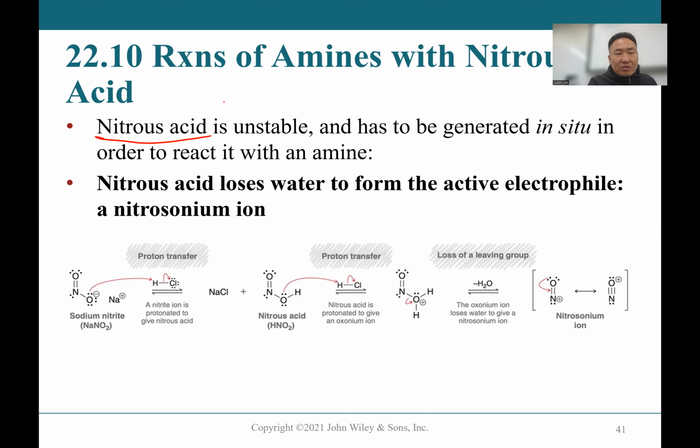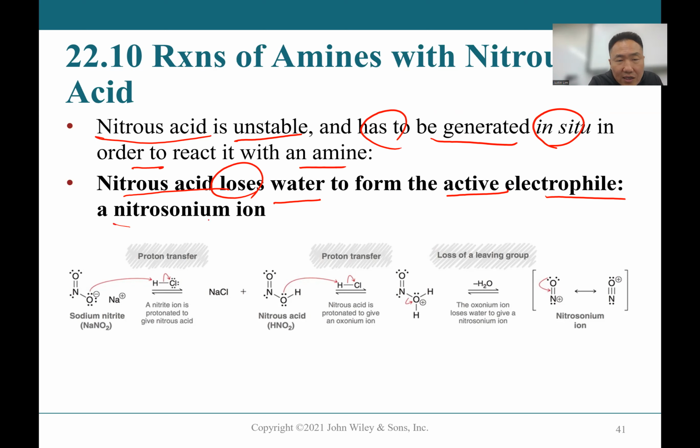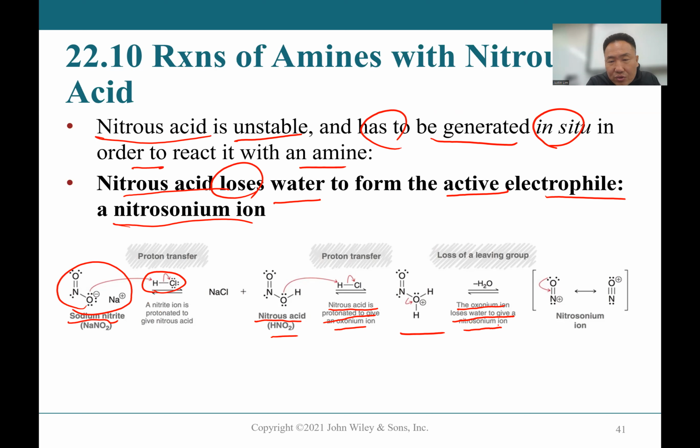Nitrous acid is unstable and has to be generated in situ in order to react with an amine. Nitrous acid loses water to form the active electrophile, the nitrosonium ion. Sodium nitrite reacts with aqueous HCl to generate nitrous acid. Nitrous acid is protonated to give the oxonium ion. The oxonium ion loses water to give the nitrosonium ion.